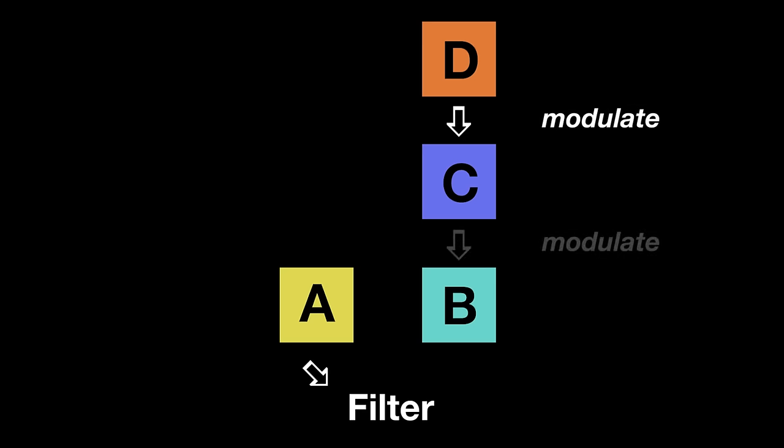The algorithm defines the relationship between oscillators. In our case, Oscillator A is sent to the filter unaffected by other operators, while Oscillator D is modulating Oscillator C, which subsequently modulates Oscillator B, and the final signal is sent to the filter. Let us set up Oscillator A.